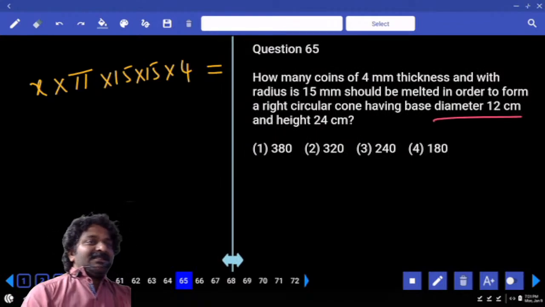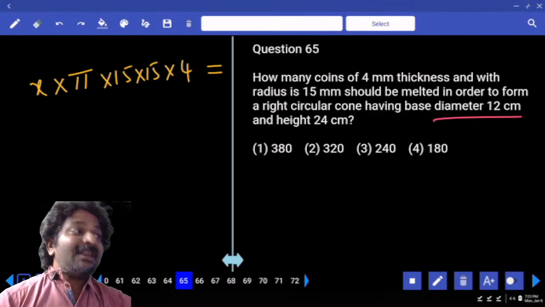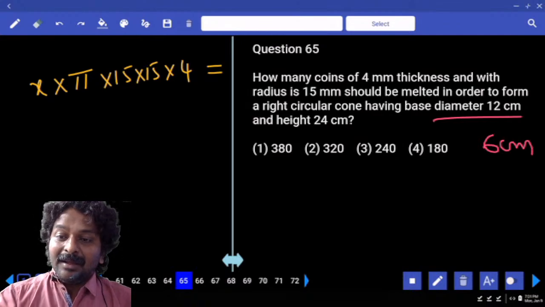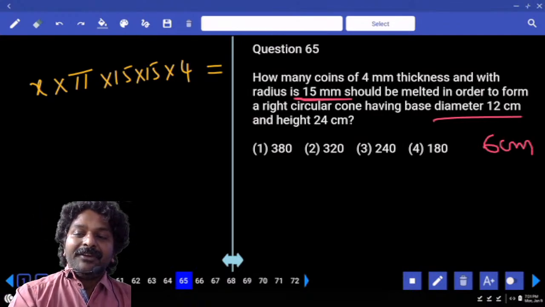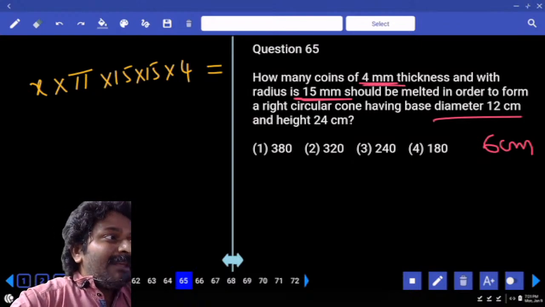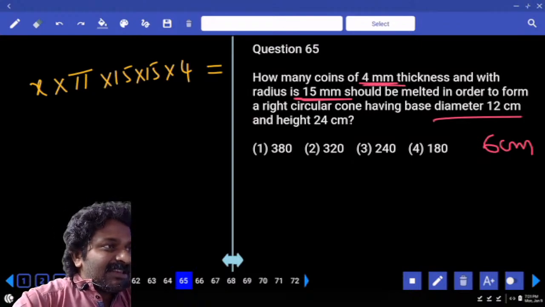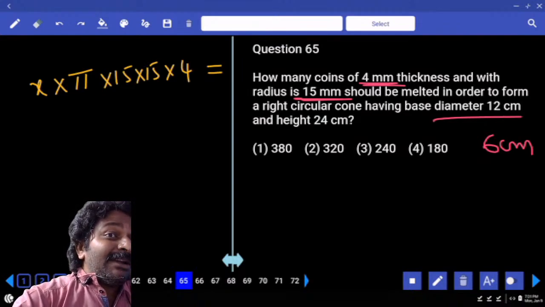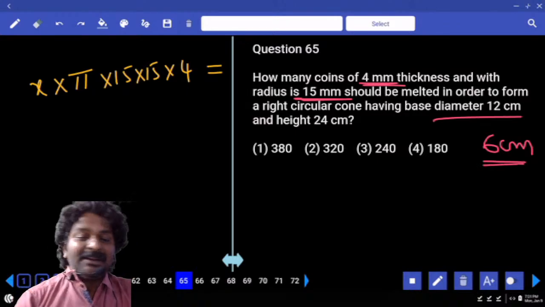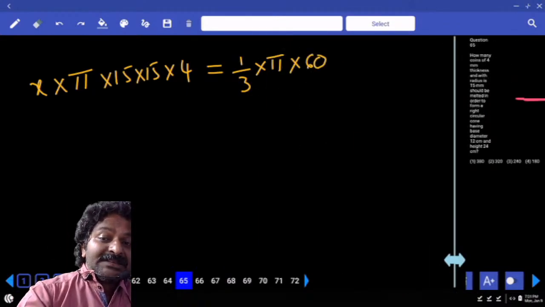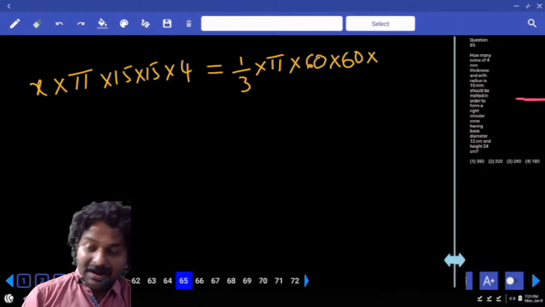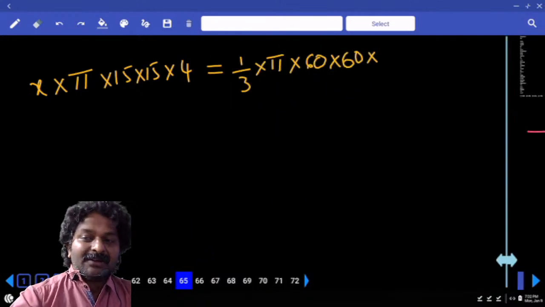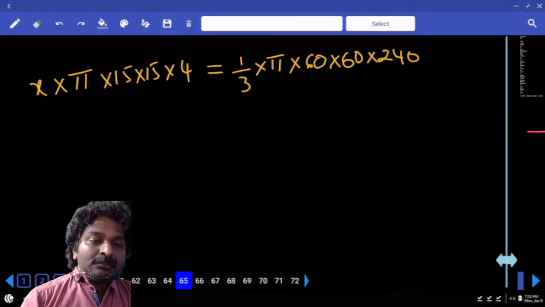What is radius? Diameter is 12. But what is radius? 6 centimeters, right? But on the left hand side, 15 and 4 are all in millimeters. 1 centimeter is equal to how many millimeters? 10. So 6 centimeters we should consider as 60 mm. And height, how much is height? 24 centimeters converted into mm is 240.